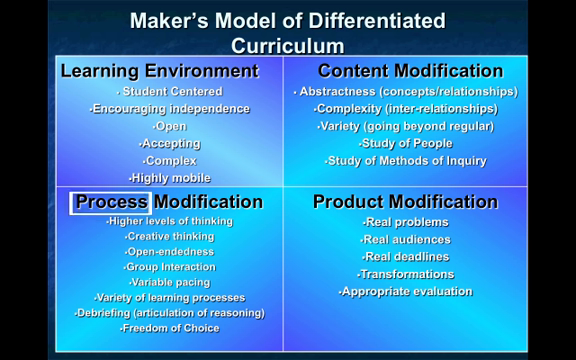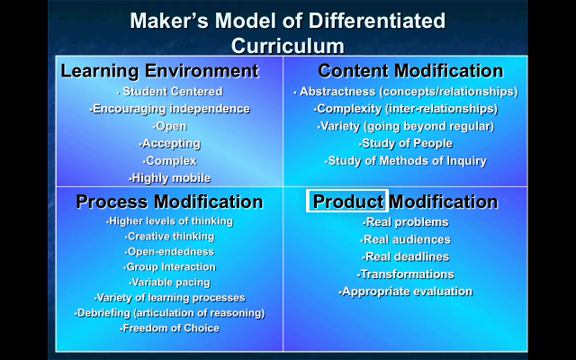Next area is the process. You can differentiate how a student will go through a unit. For example, some students could be working through books, some through online resources, and other options like that. Many gifted students do well with discovery learning. Give them the question and let them find the answer to it.